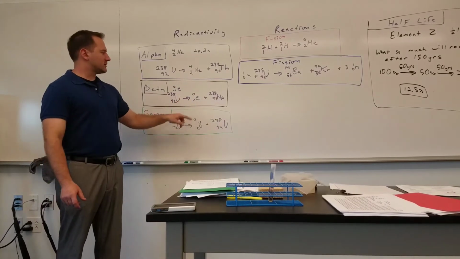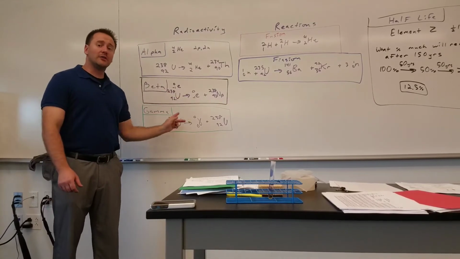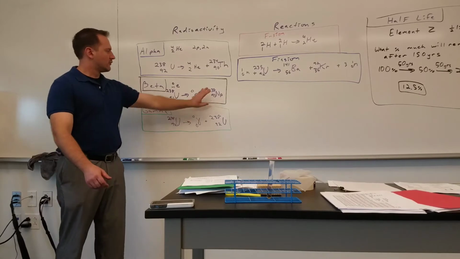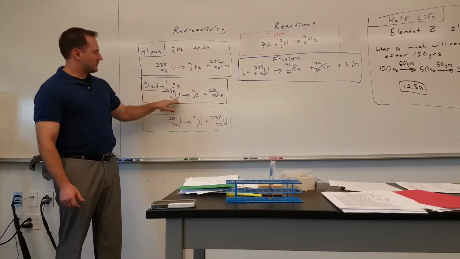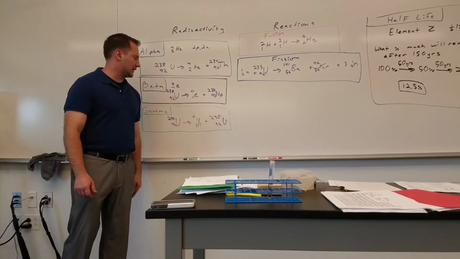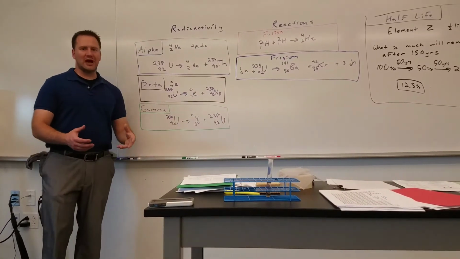Notice that in any of these reactions, the top numbers are the same on both sides of the arrow, and the bottom numbers are the same on both sides of the arrow. So you could have looked at this and said, what would be left? Well, if this side's 92, what plus -1 gives you 92? That would be 93.